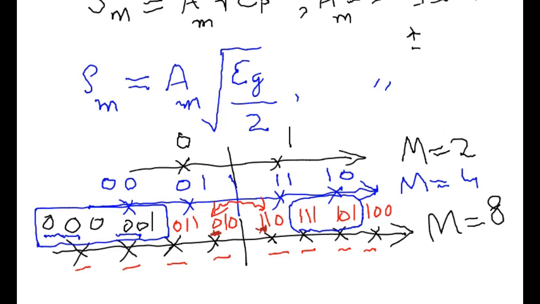So this kind of bit mapping or bit assignment to these M signals is known as gray coding. This is the gray coding assignment for the symbols. The adjacent signals or the adjacent symbols differ by one binary digit only.